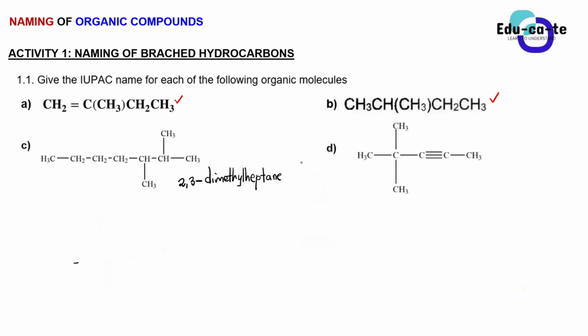So let's look at the last one, which is D. What about D, guys? Let's hear the name. Nobu, what is the name of D? It's 3,3-dimethylbut-1-yne. Sorry, I will write it slowly. Okay, let me just give it space.